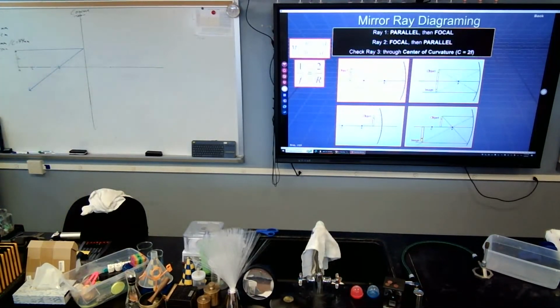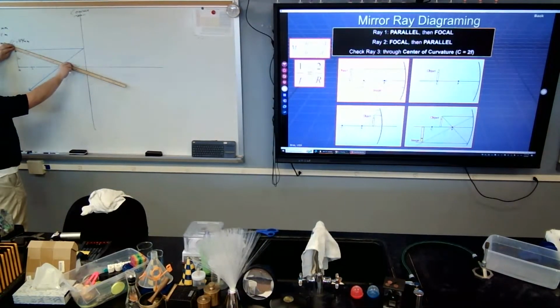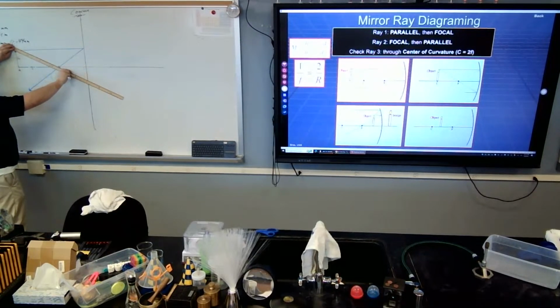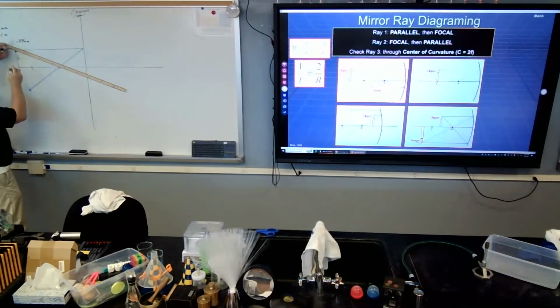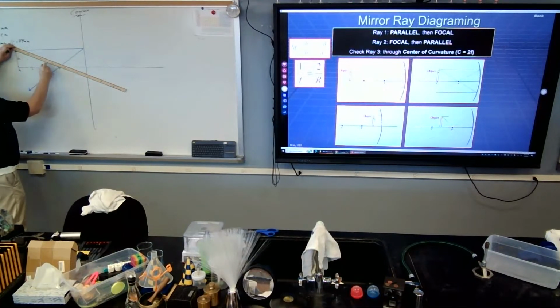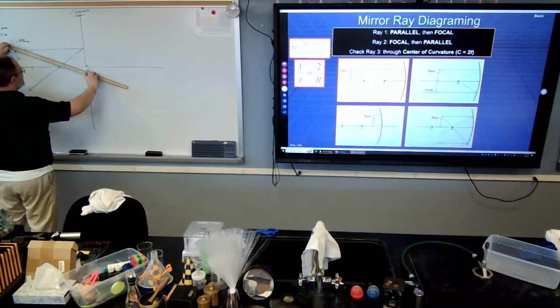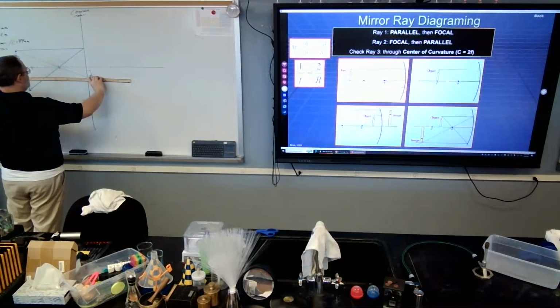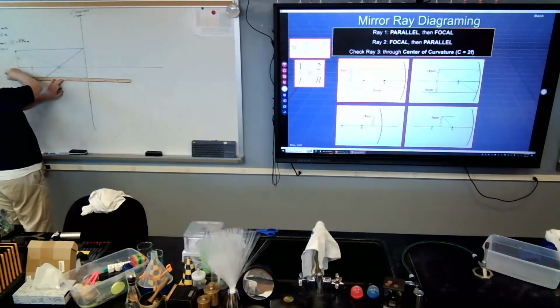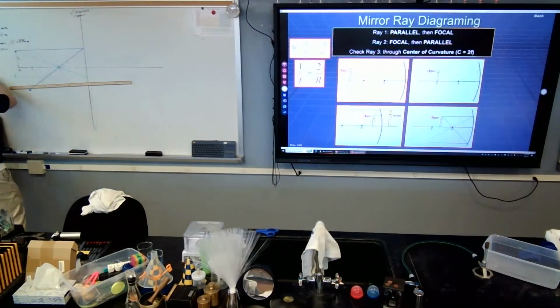All right. Are we good so far with first ray? Parallel focal? Next ray is the opposite. You're going to line it from the top of the object through the focal point until it strikes the device. And then it runs parallel. All right.